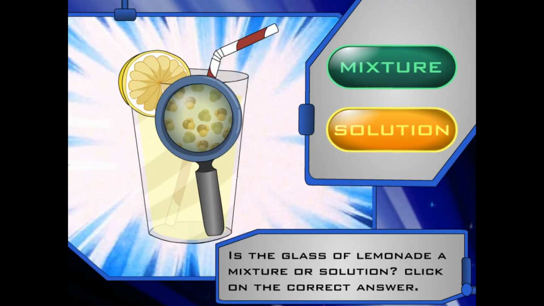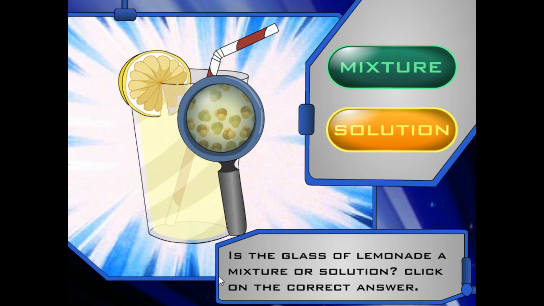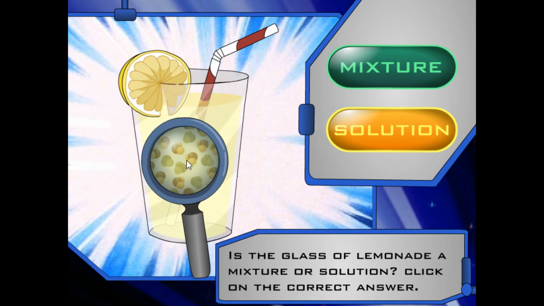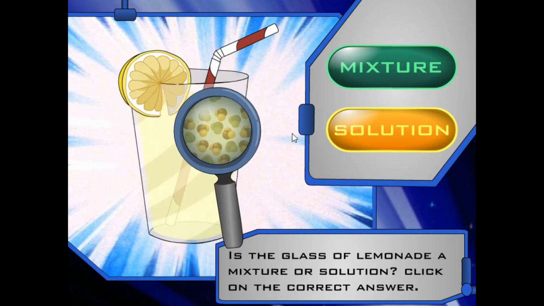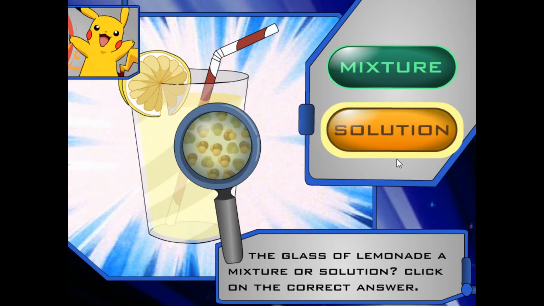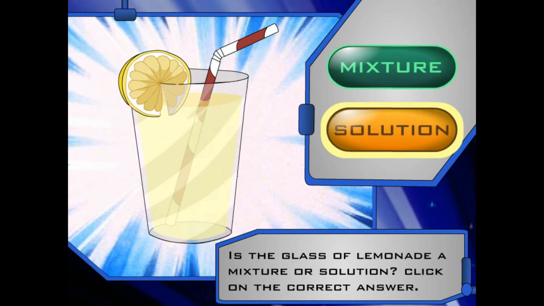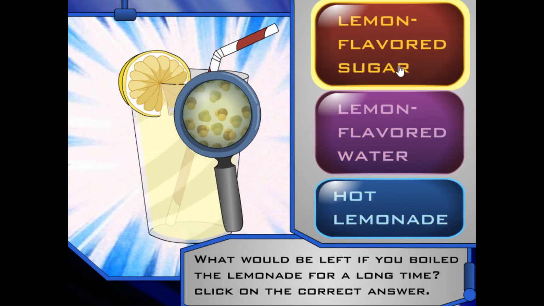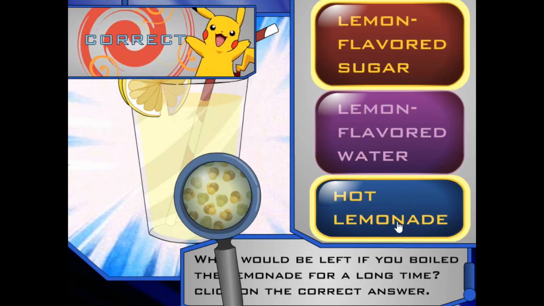Look at the glass of lemonade. Is it a mixture or solution? Click on the correct answer. Cool! What would be left if you boiled the lemonade for a long time? Click on the correct answer. Awesome!